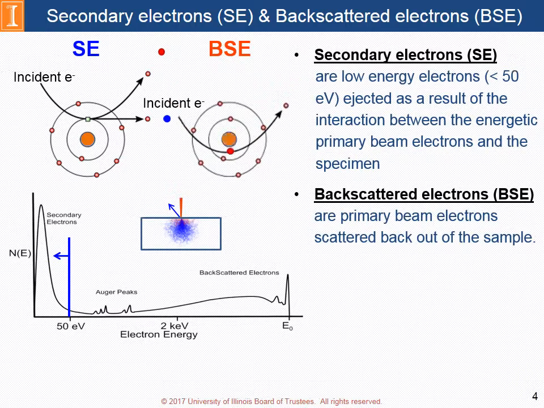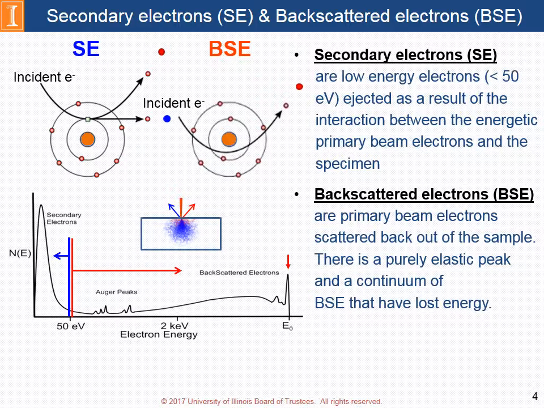Backscattered electrons are the primary beam electrons when they are scattered back out of the specimen. The energy distribution of backscattered electrons is very wide. There is a peak near the incident beam energy E0. These electrons are from elastic scattering. There is also a continuum of backscattered electrons. These electrons are from inelastic scattering.